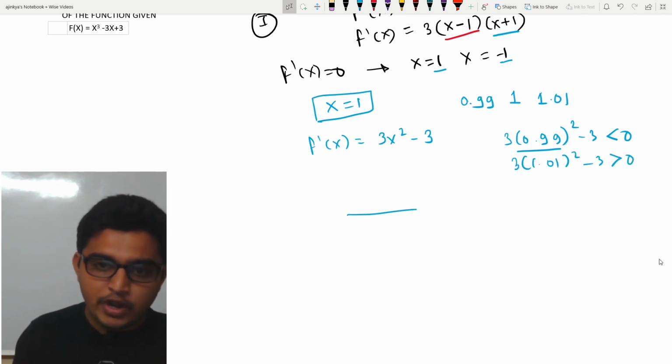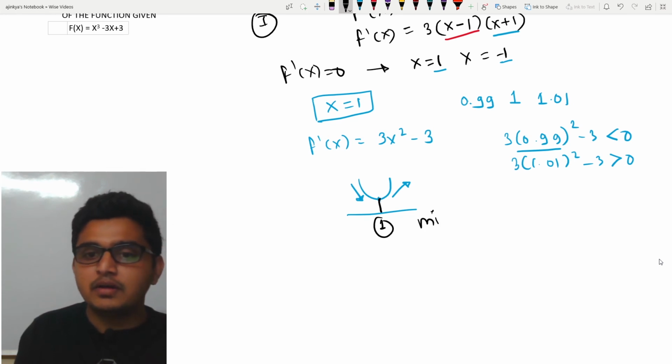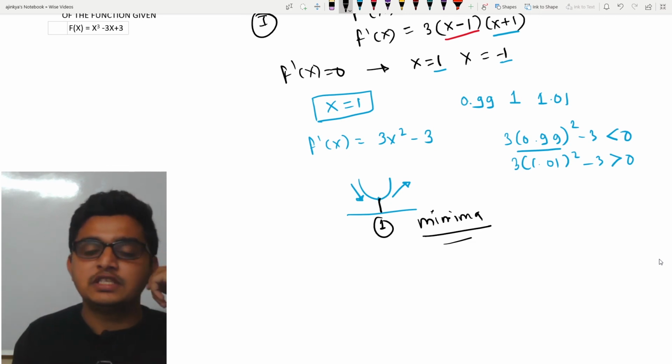So if a point is over here, and towards the left the function is decreasing and towards the right the function is increasing, can you say that this particular point 1 is the minima, isn't it? As we have previously stated.